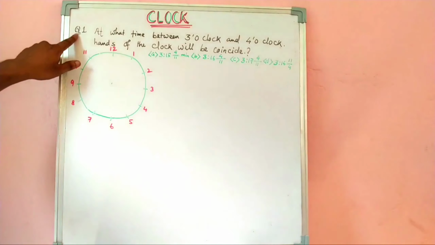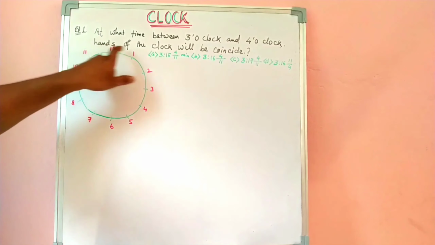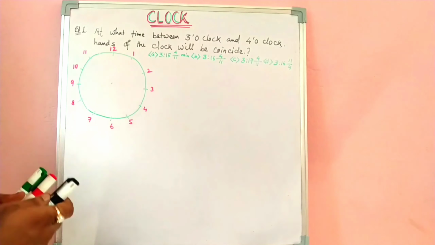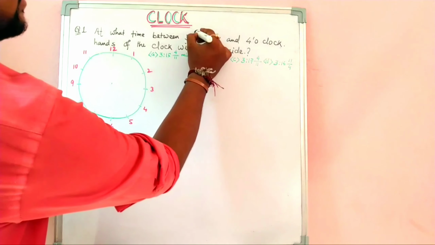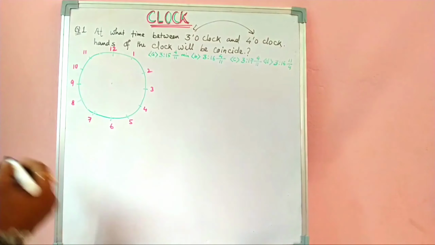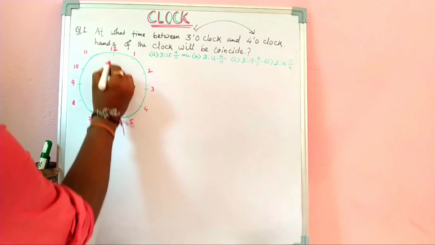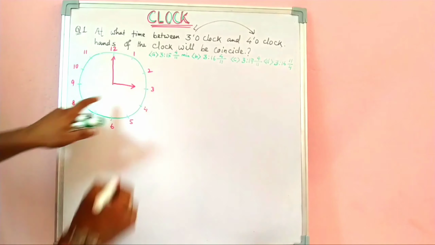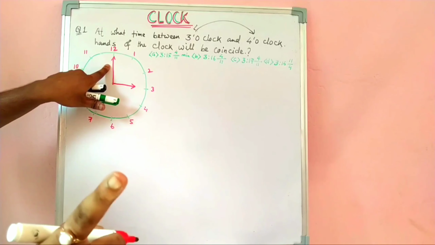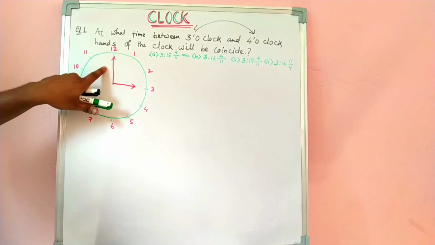Okay, so you can see the question is given. Suppose at what time between 3 o'clock and 4 o'clock will the hands of the clock coincide? So between 3 o'clock and 4 o'clock, 3 is the most important priority because it is between 3 to 4. So 3 is the priority because it starts from 3 o'clock, right? So I am drawing over here. This is 3 o'clock. You can see the hour hand will be at 3 and the minute hand will be at 12, because at 3 o'clock the hour hand is towards 3 and the minute hand towards 12.